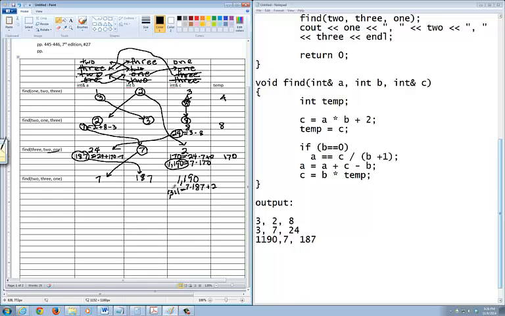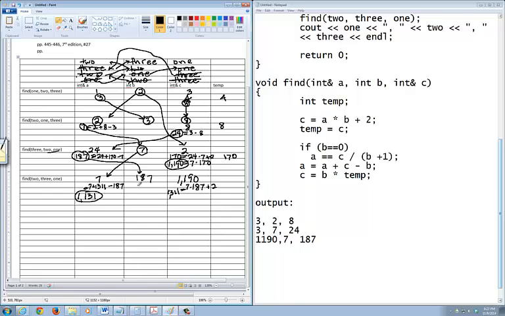Okay. Now, I have to do the A, which is what? 7 plus 1311 minus 187. That should equal 1131. Okay. So that's how that works, but I'm not done yet.